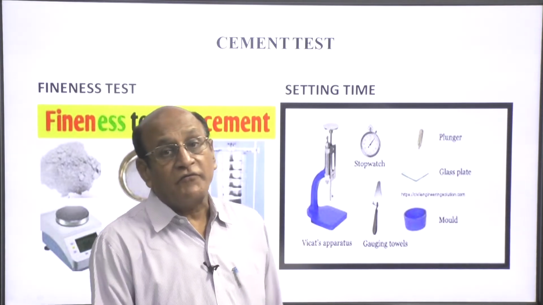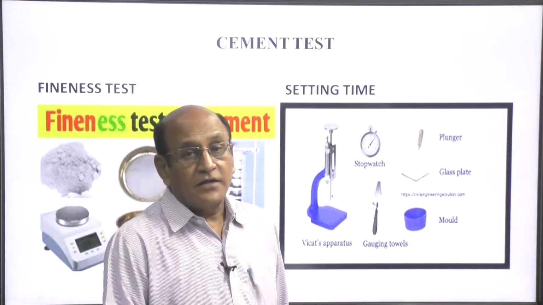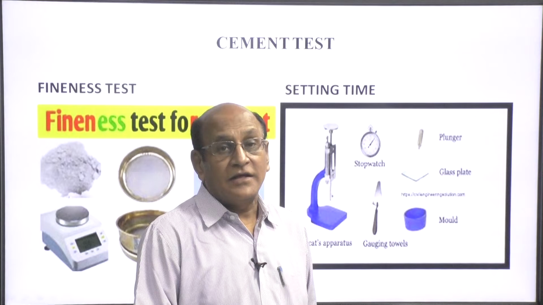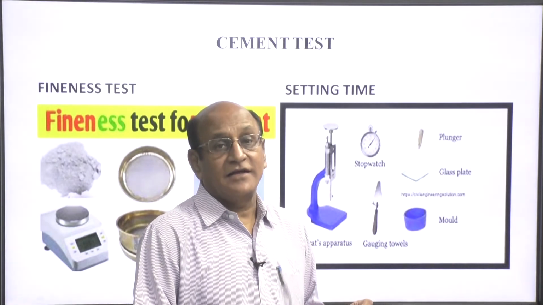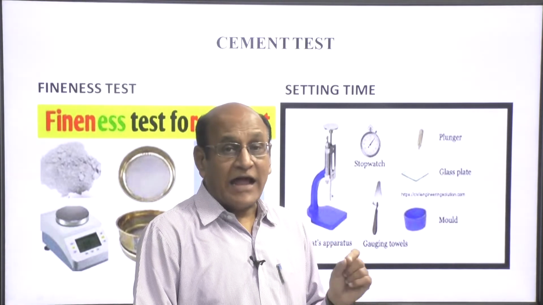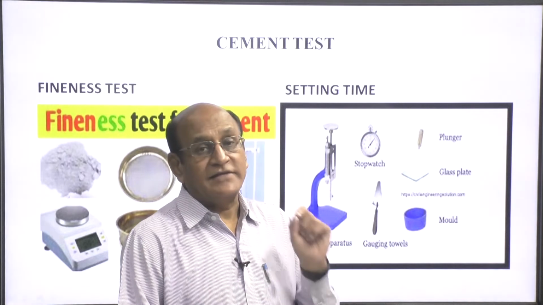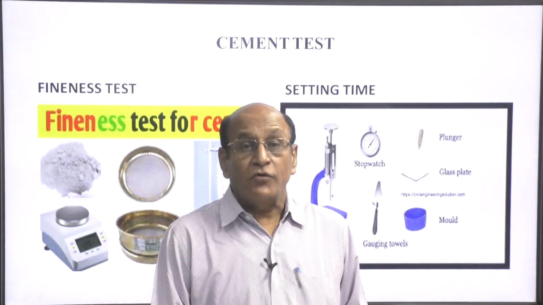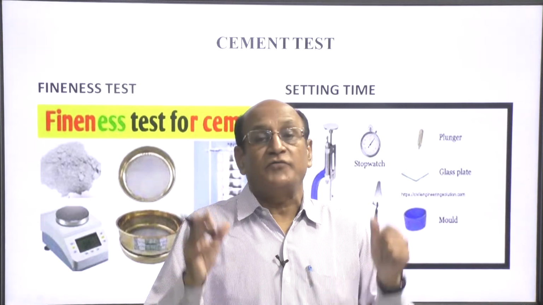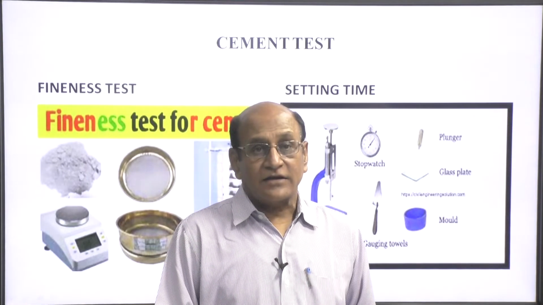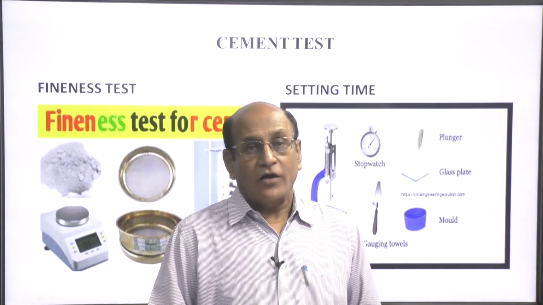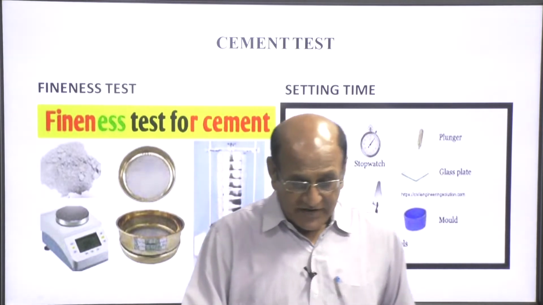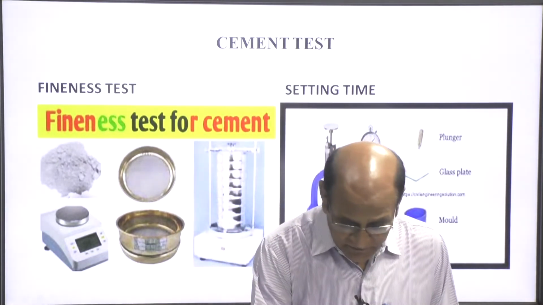And for final setting time, if the needle is released to penetrate the sample and will not mark it, that time is the final setting time. It means at the final setting time we cannot change the shape of the structure made by the cement. So, this is the setting time, initial setting time, final setting time.